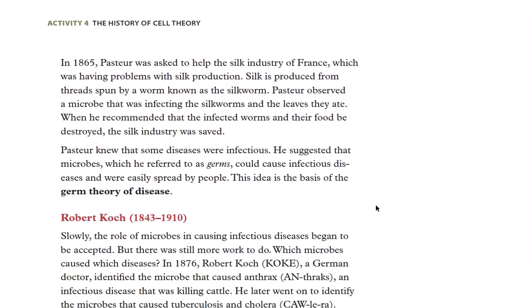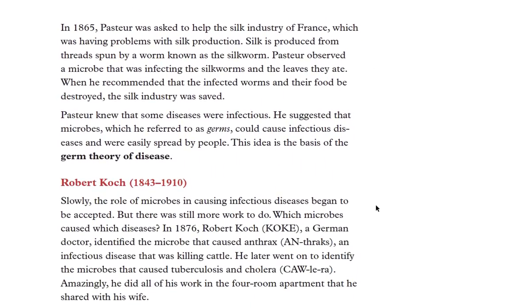In 1865, Pasteur was asked to help the silk industry of France, which was having problems with silk production. Silk is produced from threads spun by a worm known as the silkworm. Pasteur observed a microbe that was infecting the silkworms and leaves that they ate. When he recommended that the infected worms and their food be destroyed, the silk industry was saved.